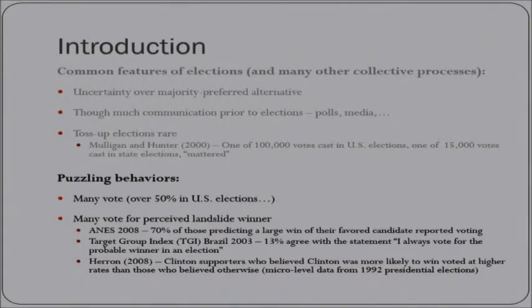Now, in view of that, there are a bunch of puzzling behaviors out there. First of all, many vote, despite the probability of pivotality being very low. So for example, in US presidential elections, about 50% of the population votes. Second of all, many vote for the perceived landslide winner. So let me give you a bunch of indications for that.